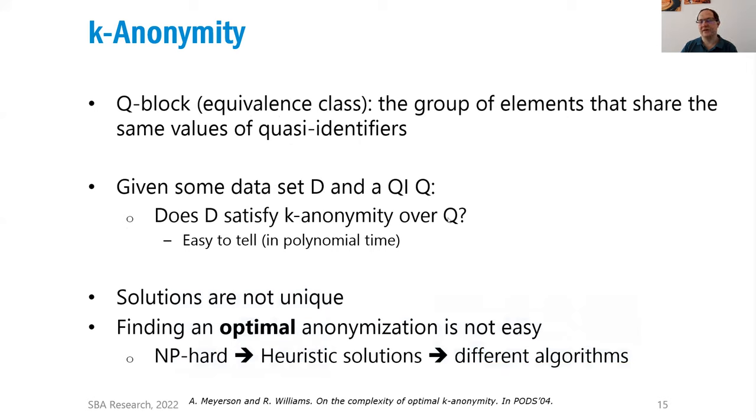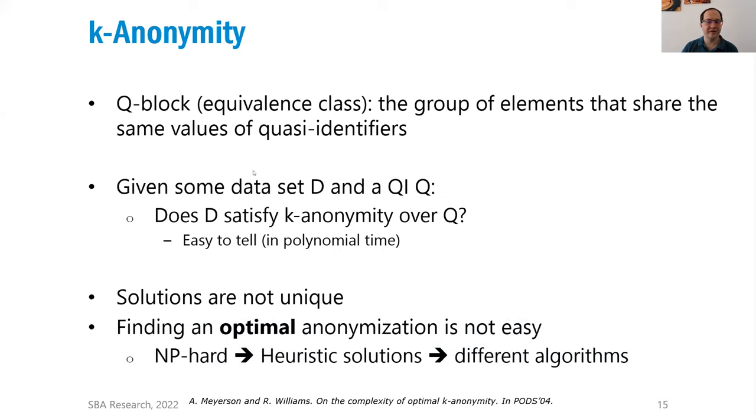So these groups of elements that share the same values are sometimes called Q-blocks or equivalence classes. And basically your goal is to transform your original data set so that you have these Q-blocks of a size of at least K. That's where the K in K-anonymity stems from. Whether K is 2 or 5 is a decision you have to take. But basically you would like to achieve a data set that has these kinds of properties.